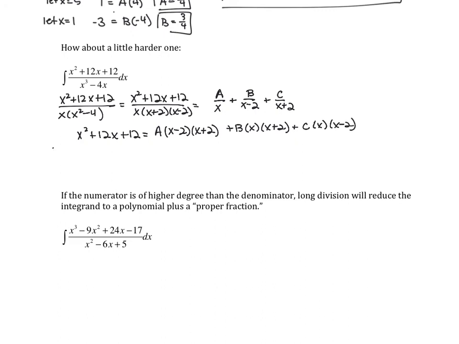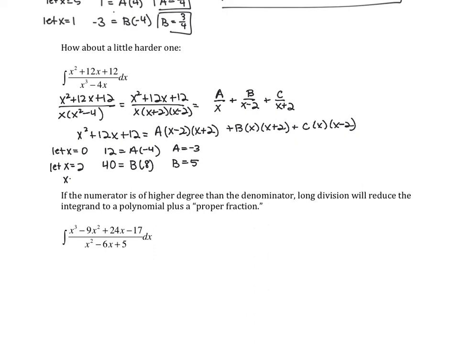Now, if we let x equal, let's see, the first one would be 0. If we let x equal 0, then I get 12 equals a times negative 4, which means a equals negative 3. If we use Heaviside and let x equal positive 2, then I get 40 equals, the only term left is b, so that'll be b times 8. So then b has to be 5.